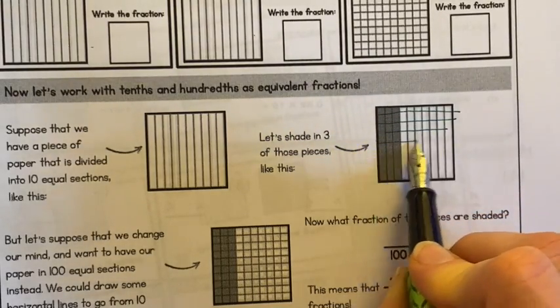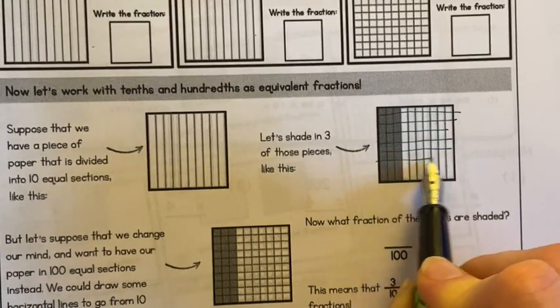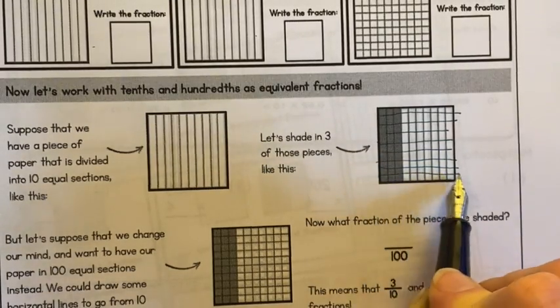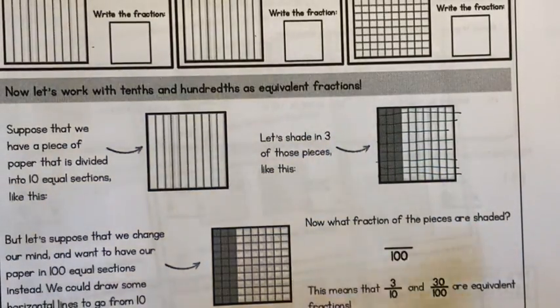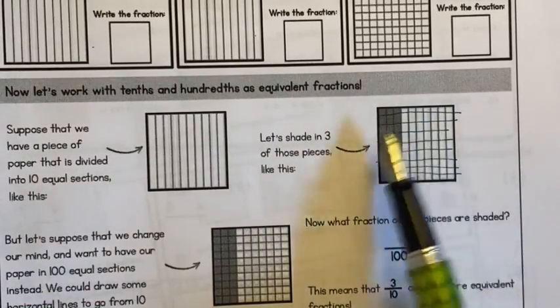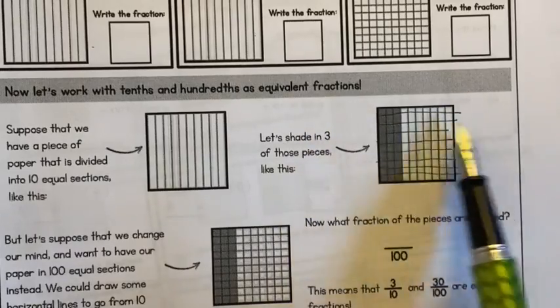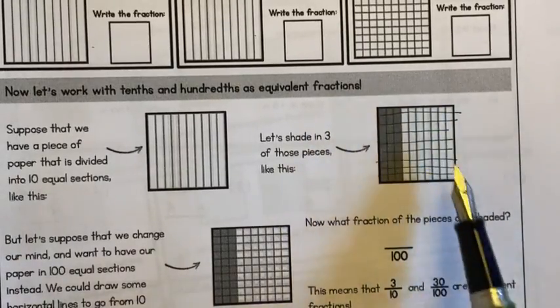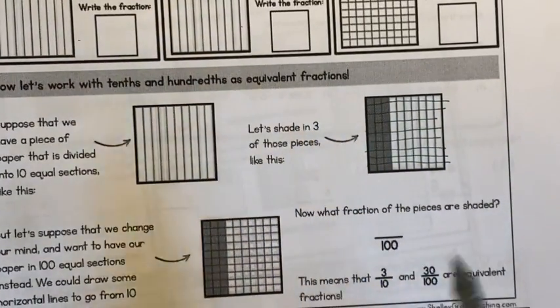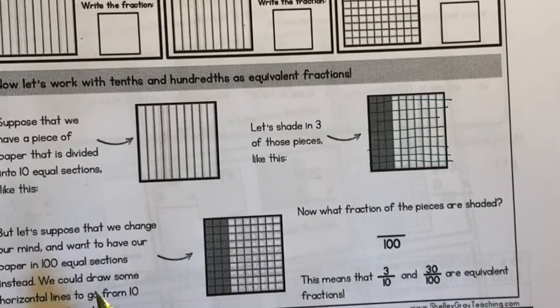4, 6, 7, 8, 9. So I didn't do anything. I didn't change the amount shaded. I just divided it into 10 pieces again. So 10 pieces across and 10 pieces down. So what fraction of these are now shaded?